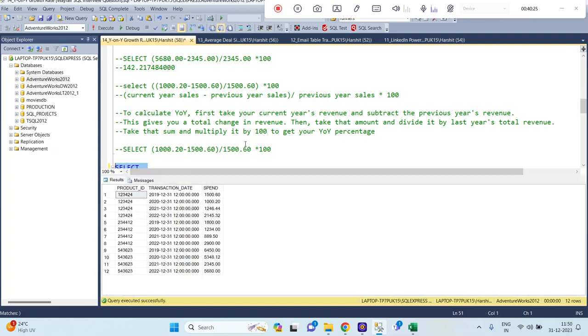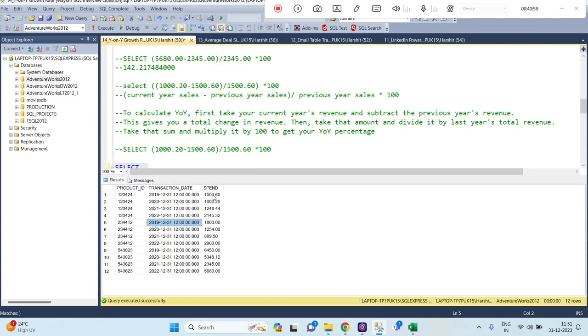So if you see over here, product ID is given, transaction date is given, and spend is given. One product ID is coming multiple times, right? This product ID is also coming multiple times. Here the transaction date is 2019, 2020, 2021, 2022. Again 2019, 2020, 2021, 2022.